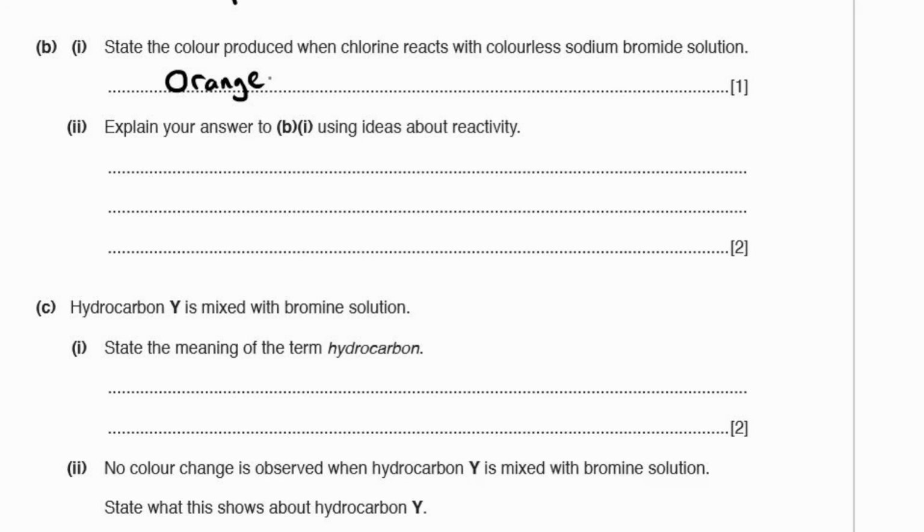Okay, and explain your answer to B1 using ideas about reactivity. So you have to remember in this reaction, we have Cl2 plus 2NaBr produces Br2 plus 2NaCl. Now the bromine, that's orange, and sodium chloride, as we know, is colorless. The reason why bromine is produced is because it is less reactive than chlorine. Because chlorine really wants to react with the sodium. It kicks out the bromine, which isn't as strong.